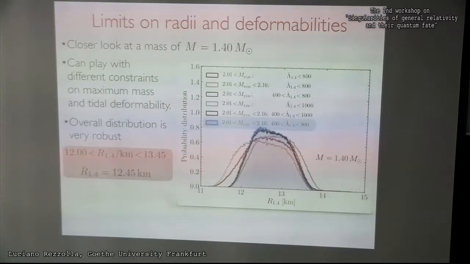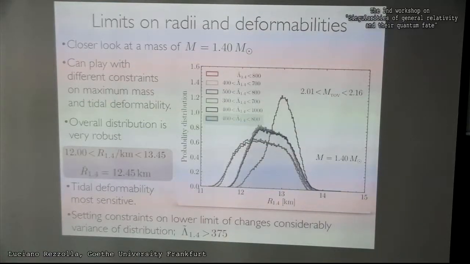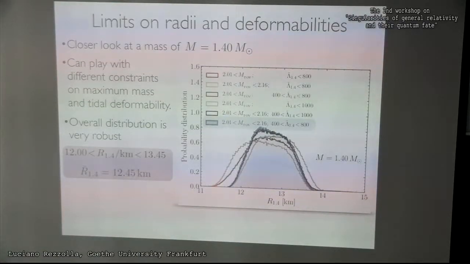I don't want to go through all the details of these curves because there are many. Let me just concentrate on the blue ones. What you can tell is that there is now a range of about 1.5 kilometers, and the most likely radius is going to be around 12.4 kilometers. And you can also learn another interesting thing: that you play around with the constraints and you don't really get a whole lot of variance. Okay, so the prediction is pretty robust.